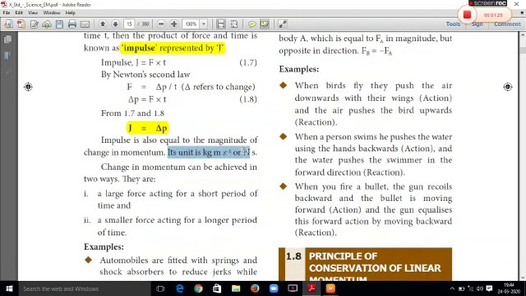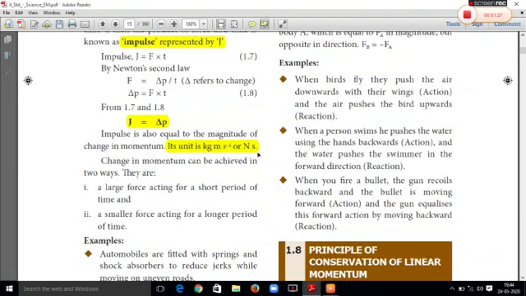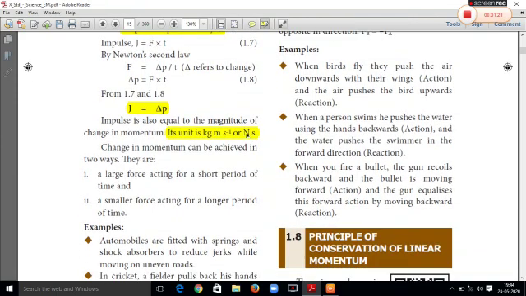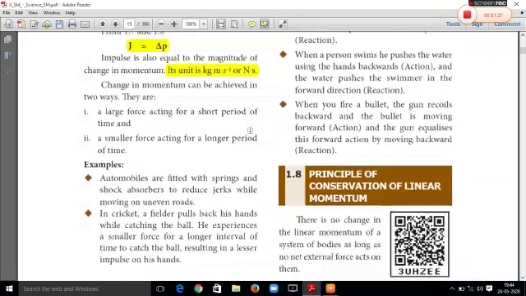Its unit is kilogram metre second to the power minus 1, or Newton second. That is, the unit for force is Newton and time is second, so the unit for impulse is Newton second. This change in momentum can be achieved in two ways. The first one is a large force acting for a short period of time. The second one is a smaller force acting for a longer period of time.